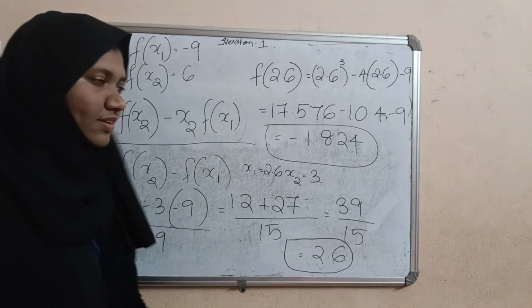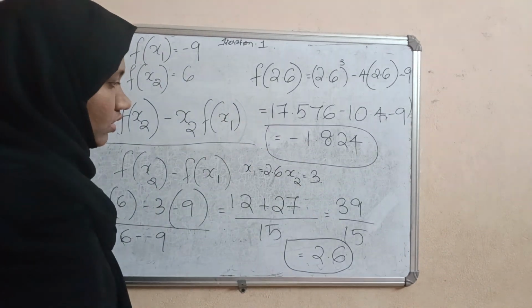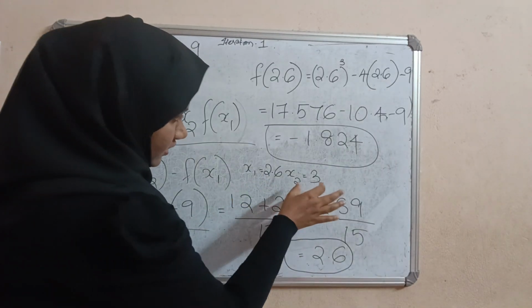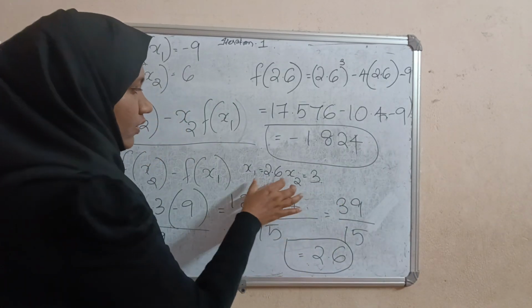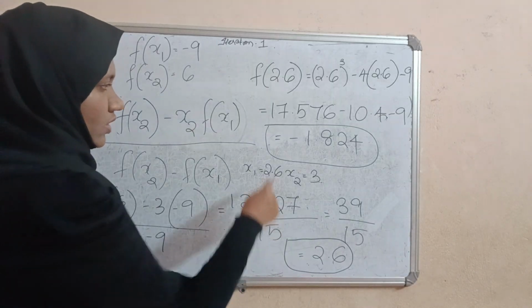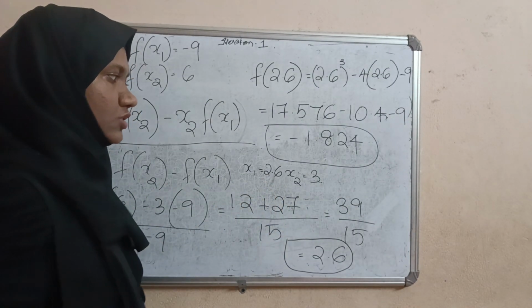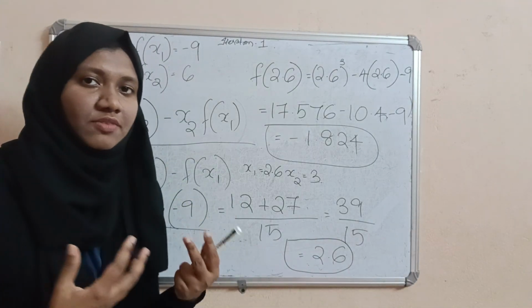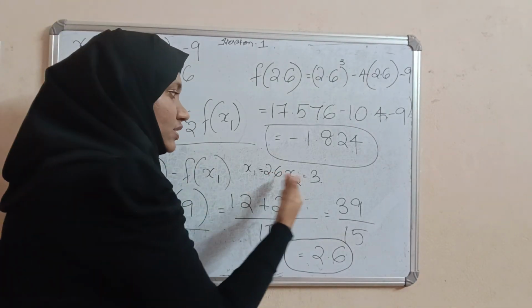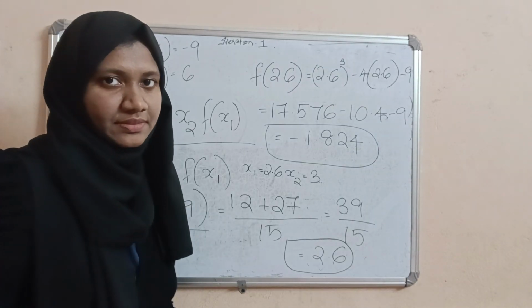Yes, so as I said, if you are getting a positive value, we would be changing this one, and if you are getting a negative value, we will be changing this one. Since we got a negative value, we are going to change our x1 and we are going to put it as 2.6. So now we are confirming that the root lies between 2.6 and 3.